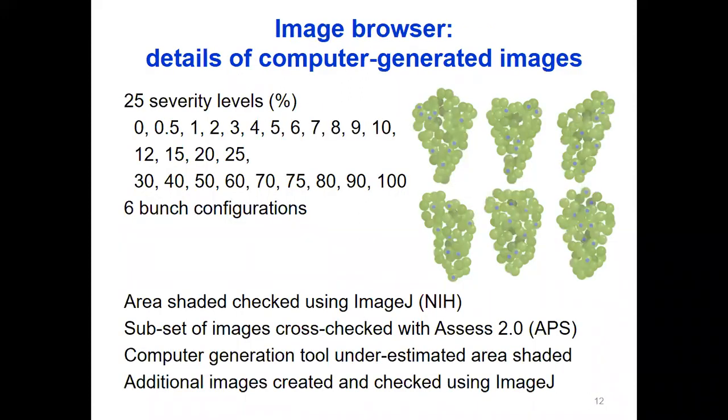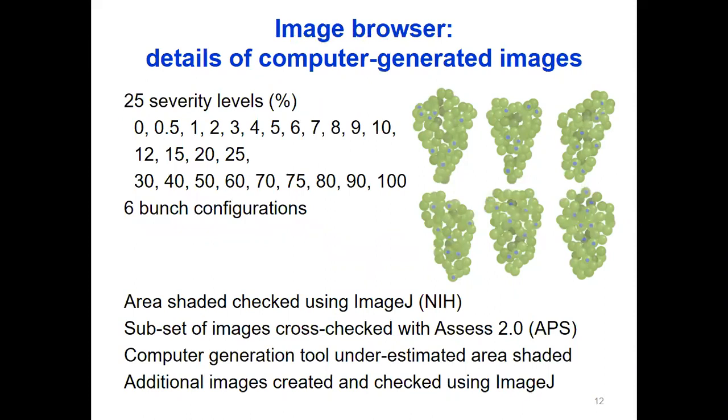Bit more detail on those. Those images come in 25 severity levels with that focus on the low end of the scale again: 1% increments up to 10%, larger increments thereafter, and they come in up to 6 bunch configurations. And the set shown on the screen is this 3% powdery mildew severity, in which the blue spots or blue shading represent powdery mildew colonies on the bunch.